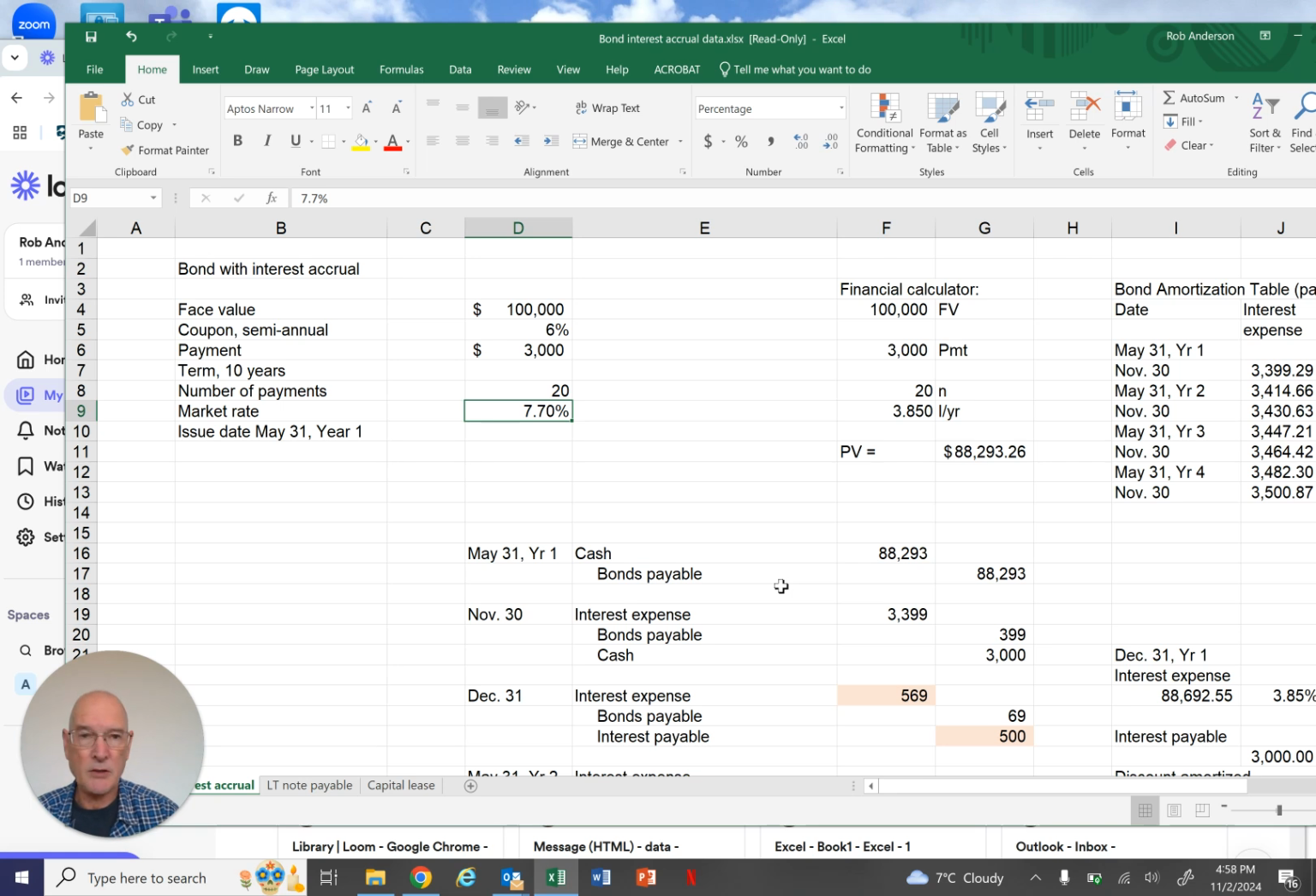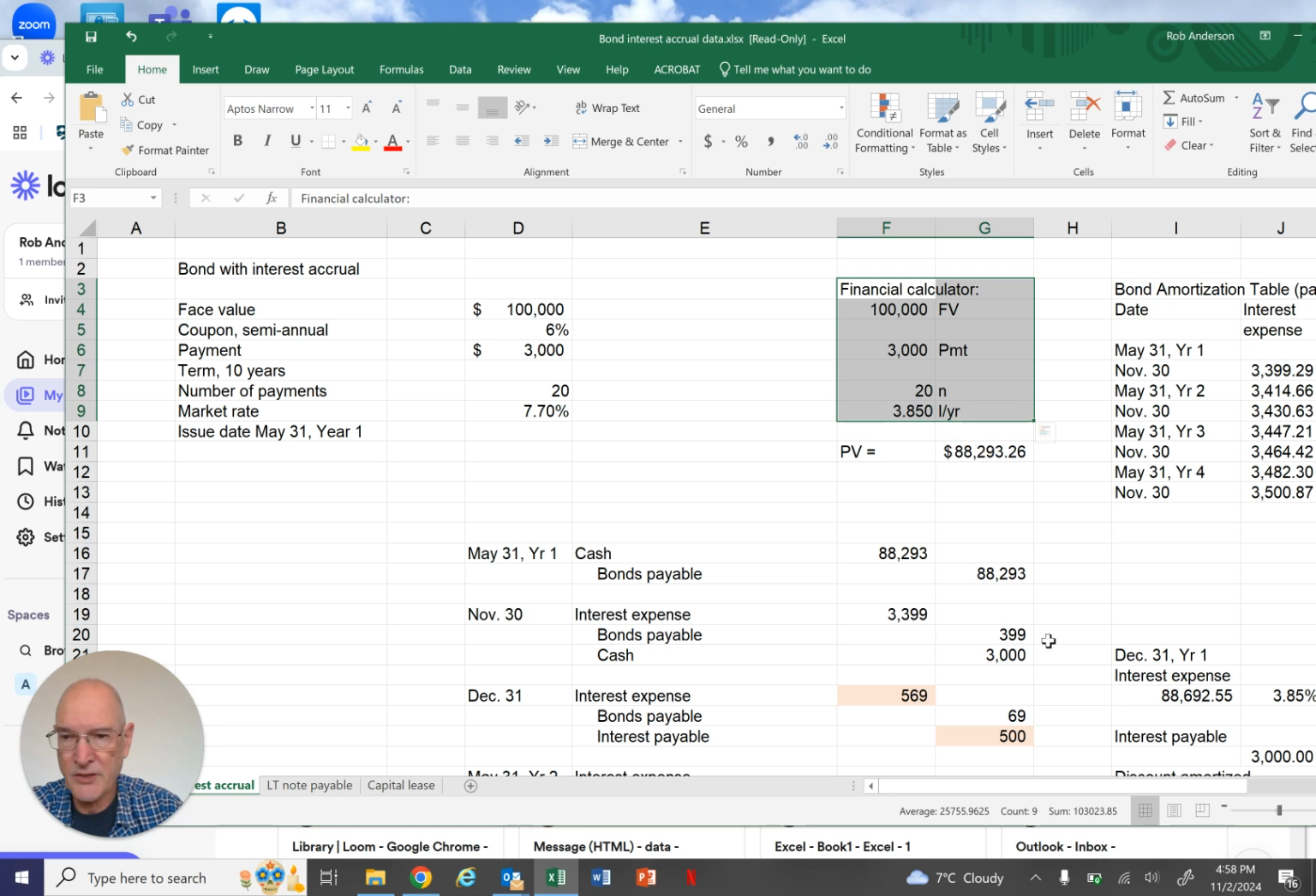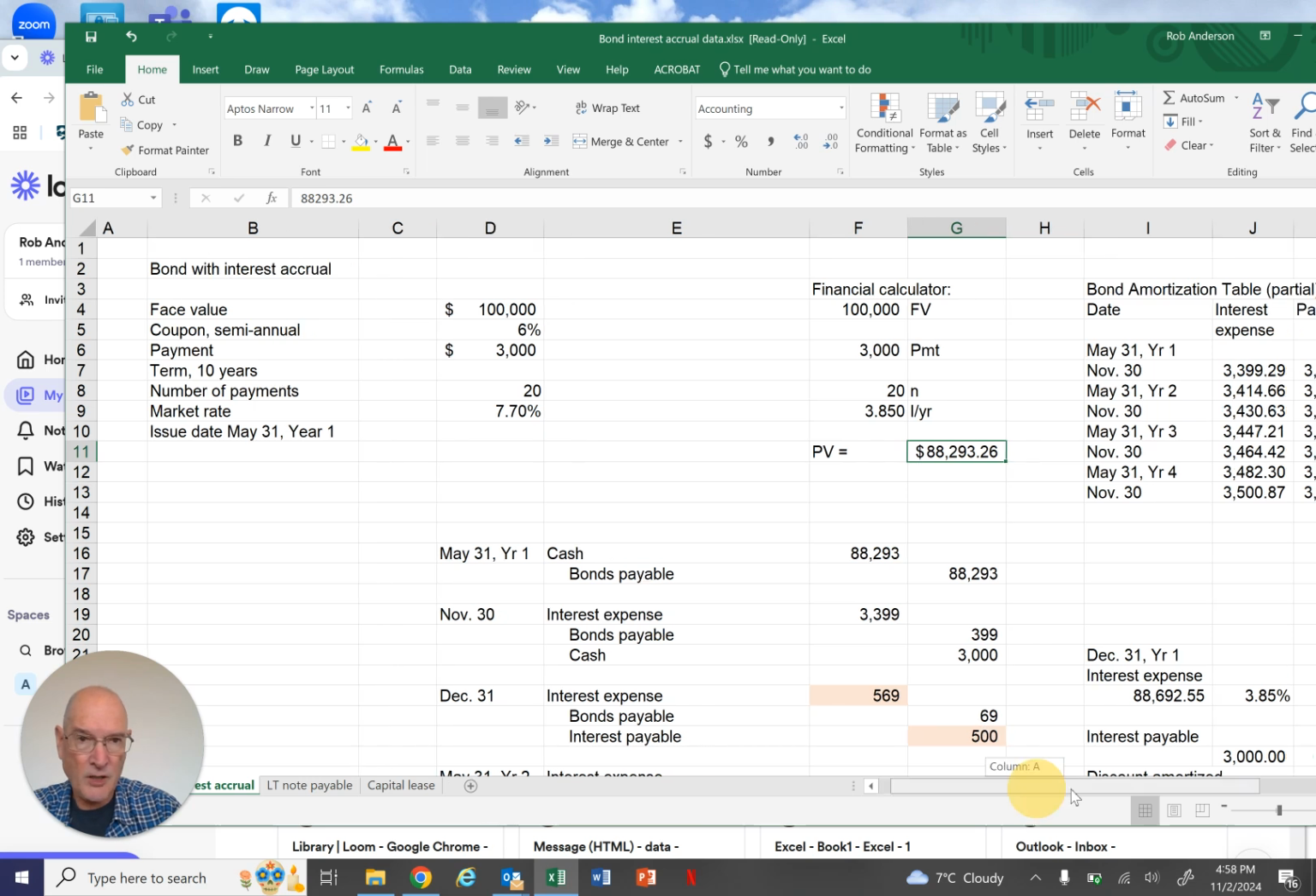Now, I use 7.7 to remind you that you cannot round this to one decimal. If we take 7.7 for a year and divide by 2, we get 3.85. And you can't use 3.9 or it won't work. So, if this was 7.73, you would have to take 7.73 divided by 2 and use all of those decimals. So when I plug this into my financial calculator with these inputs, we get the present value or issue price of the bond.